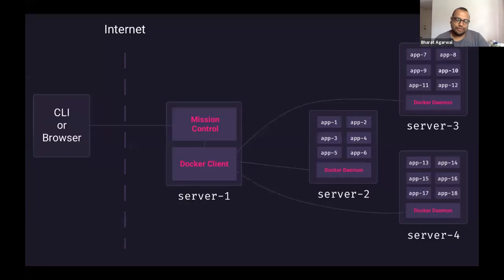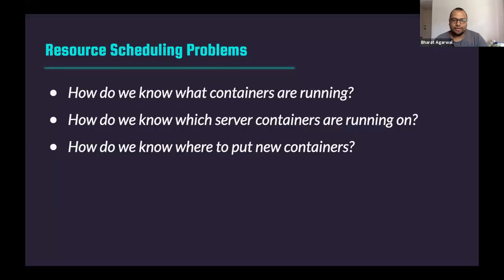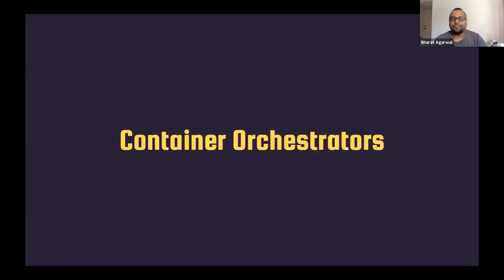Now, you can have multiple servers, but beyond a point it's hard to keep track of what containers are running where. We need to think about what is the best place to put a new container, and what happens if we pull down a server, how do we redistribute everything? This is something that has to be automated.